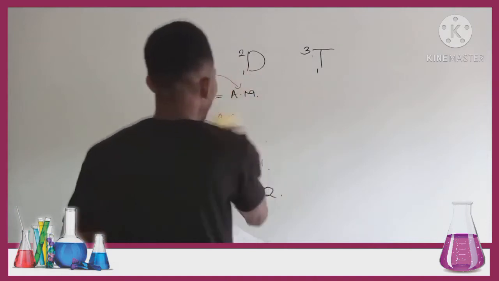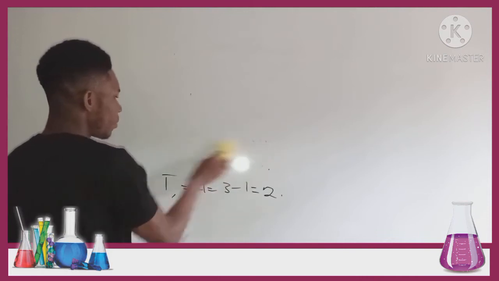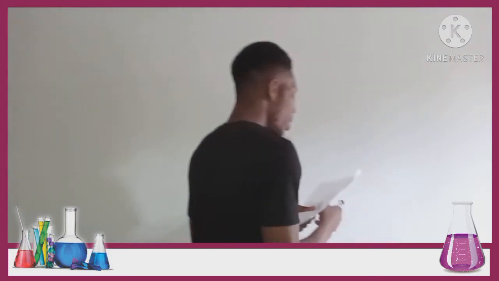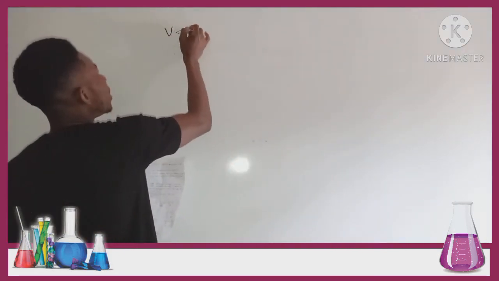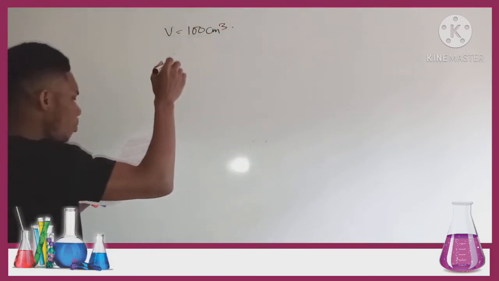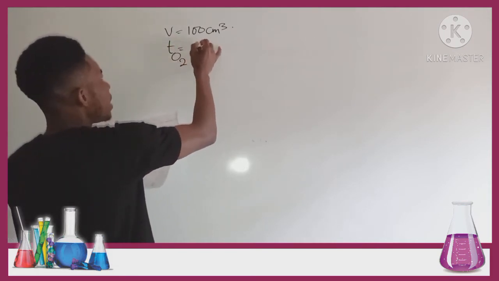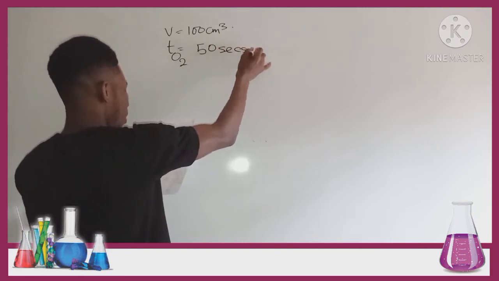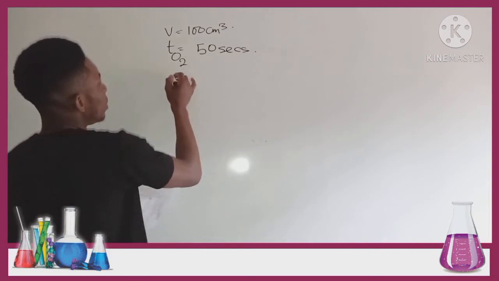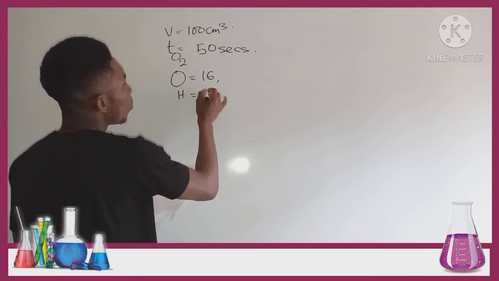Let's take question number 3. Question number 3 says that if 100 cm cube of oxygen, so we have our volume is equal to 100 cm cube, diffuses through a porous plug in 50 seconds, the time for diffusion of oxygen is 50 seconds. Calculate the time taken for the same volume of hydrogen to pass through the same plug. They gave you the atomic mass to be 16 for oxygen and that of hydrogen to be equal to 1.